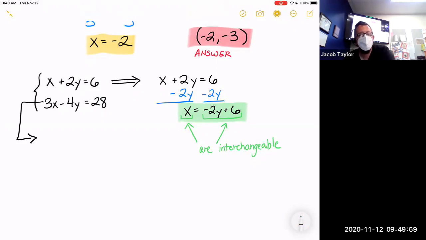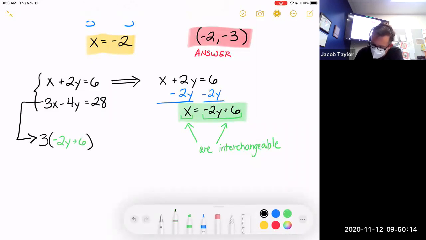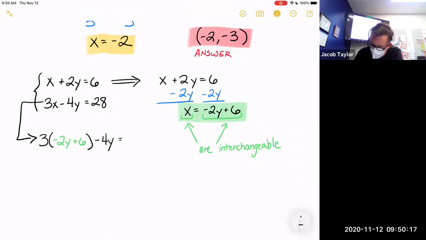Replace or substitute. So instead of 3 times x, I'm going to do 3 times negative 2y plus 6. And then the rest stays the same. Minus 4y equals 28. Now, at first glance, it looks like I have made this problem way, way, way worse. But although I have made the problem longer than it was, I have one variable exactly right.